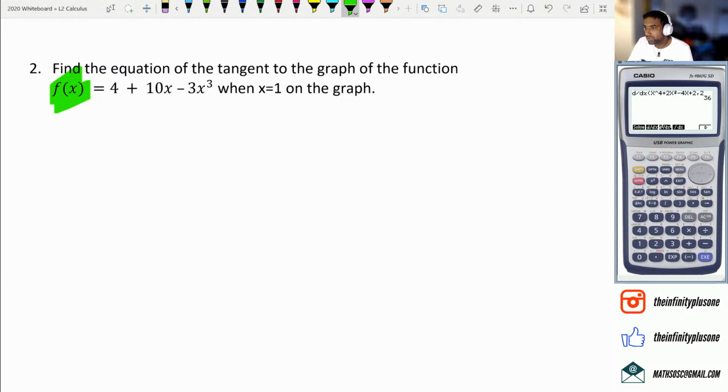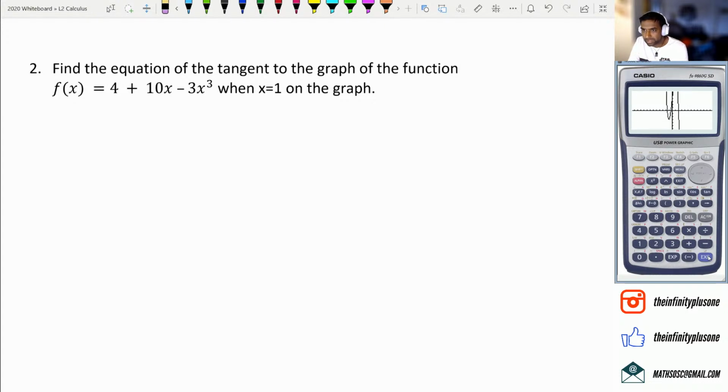So for this one, I will give you guys a rough idea of what's happening. But what you could also do is just sketch the graph real quickly on your calculator, just so that you can have a look at what this graph looks like. So we're going to put this graph here. We've got 4 plus 10x minus 3x to the power of 3. And we're going to draw this graph. Right now you can see this graph. It's kind of like this wonky cubic.